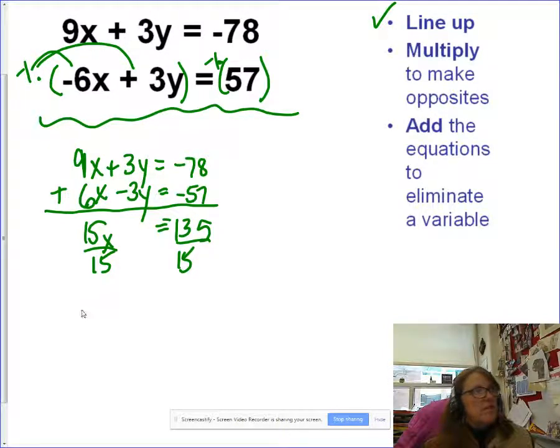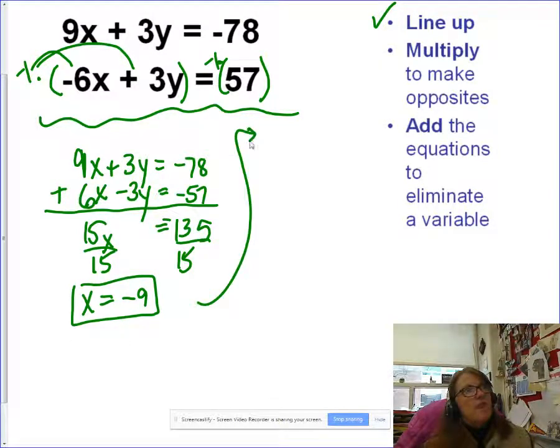Don't lose your negative sign. And I get x has a value of -9. Does that look right? 90 and 45. Yes. X is -9. Okay. If x is -9, let's come over here and figure out what y is. Which equation do you want to use? Doesn't really matter. I'll use the second one just because when I multiply -6 by -9, it'll turn positive.